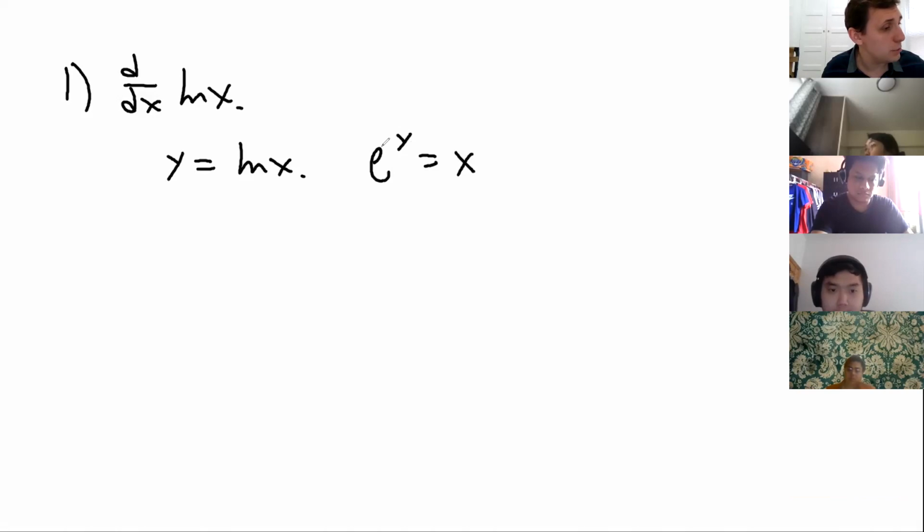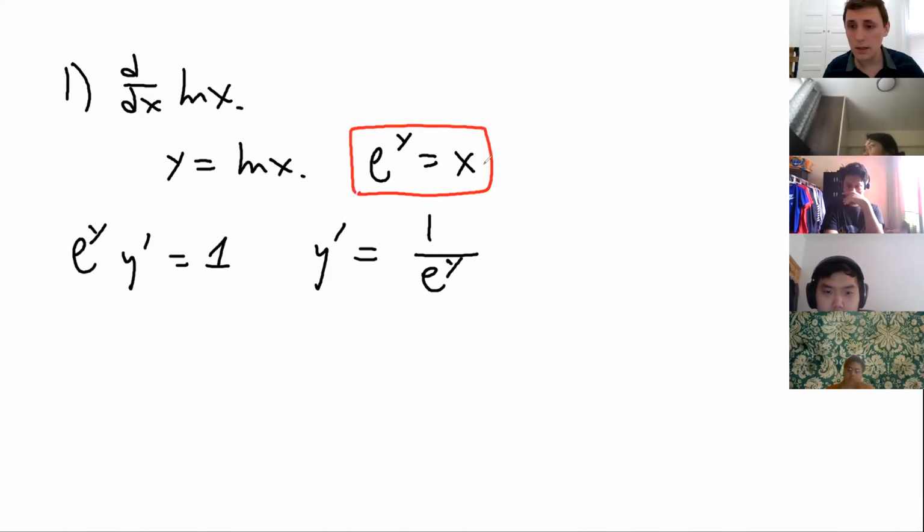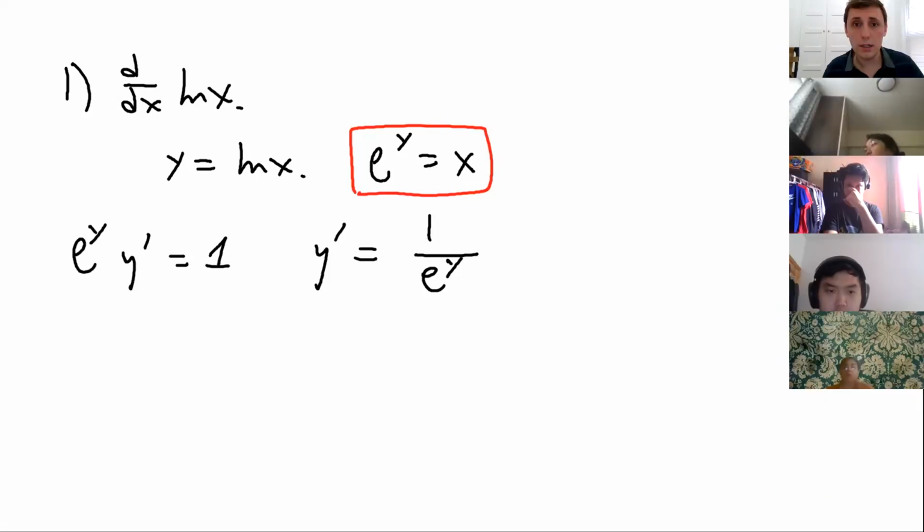The next part is that we take the derivative. y is this function that we want to take the derivative of. So the derivative is e to the y times y prime equal to 1, which means y prime equals 1 over e to the y. But what is e to the y? e to the y is written right over here. Yes? So what do we get? We get 1 over x. The derivative of ln x is 1 over x.